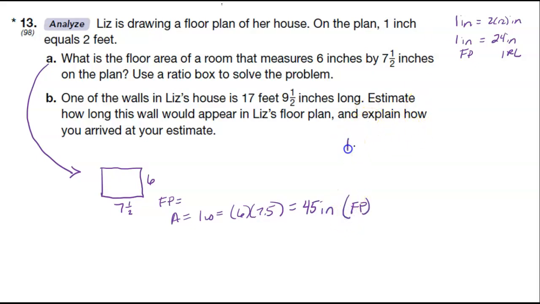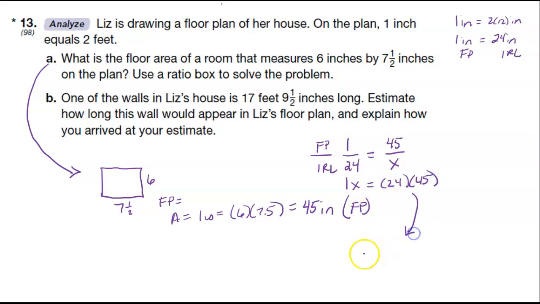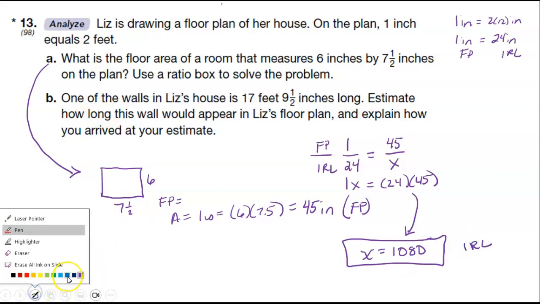And I know that 1 inch on the floor plan is equal to 24 inches IRL. So I have 45 inches on the floor plan is however many, whatever the area is going to be IRL. So I have 1x is equal to 24 times 45. I'm kind of running into my other stuff here. So x is equal to, let's see, 24 times 45 is, so this is the area of the IRL room. Oh, B. Hold on, let me change colors.